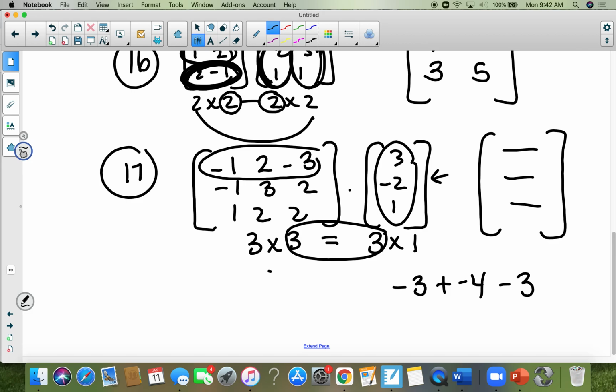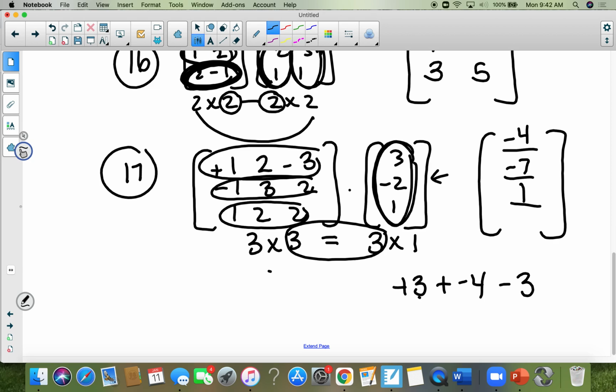Wait a second, did I copy it right? I copied it wrong, sorry. A positive 1, 2, negative 3. A negative 1, 3, 2, 1, 2, 2, 3, negative 2, and 1. This is supposed to be a positive 3. These two cancel out, and that's why it's a negative 4. And then you have to do this row and this column, and that's why it's a negative 7. And then this row, and the only column you have is a positive 1.